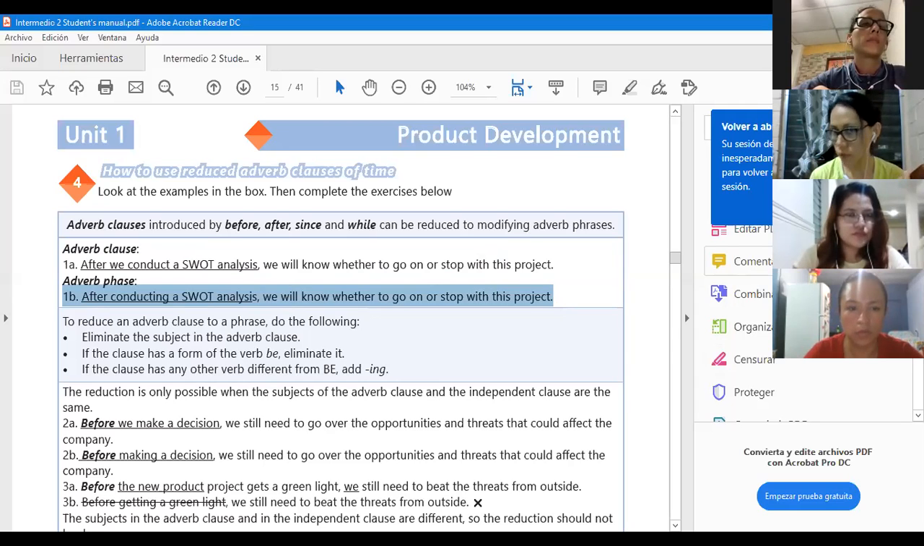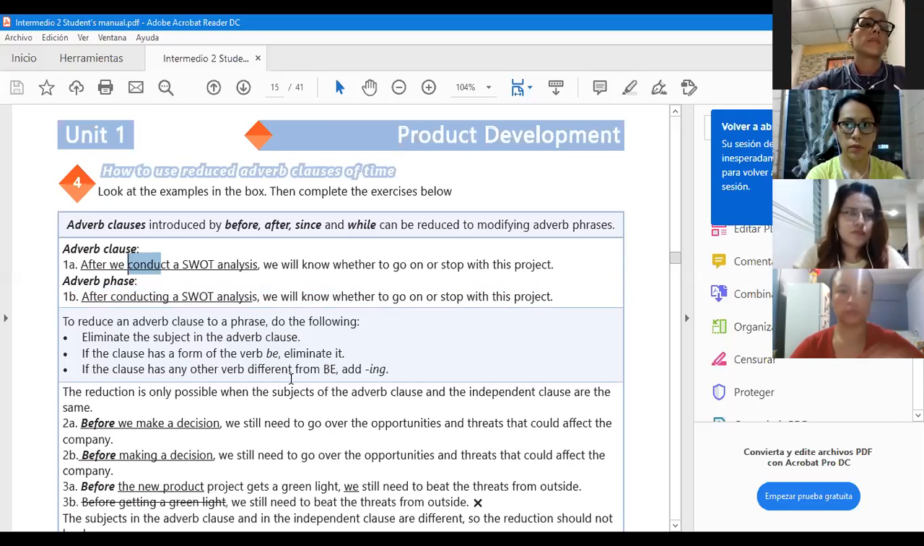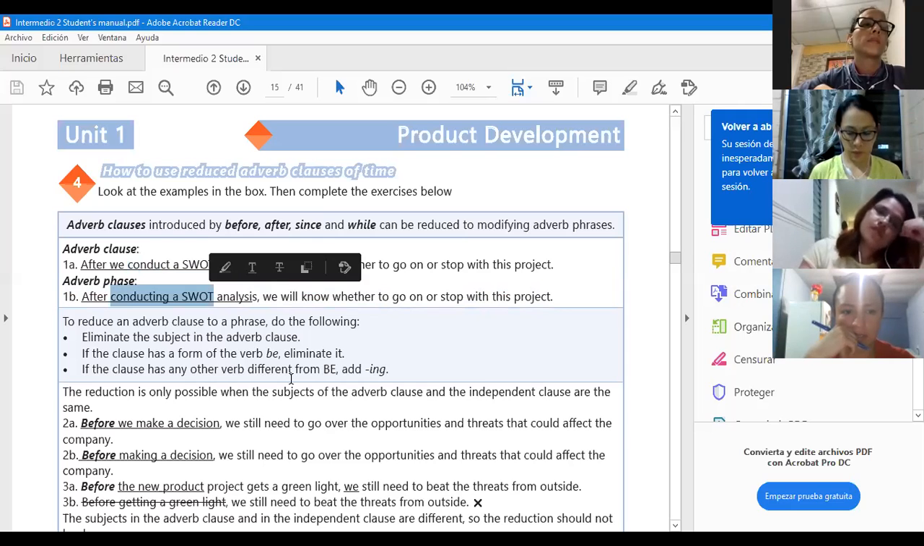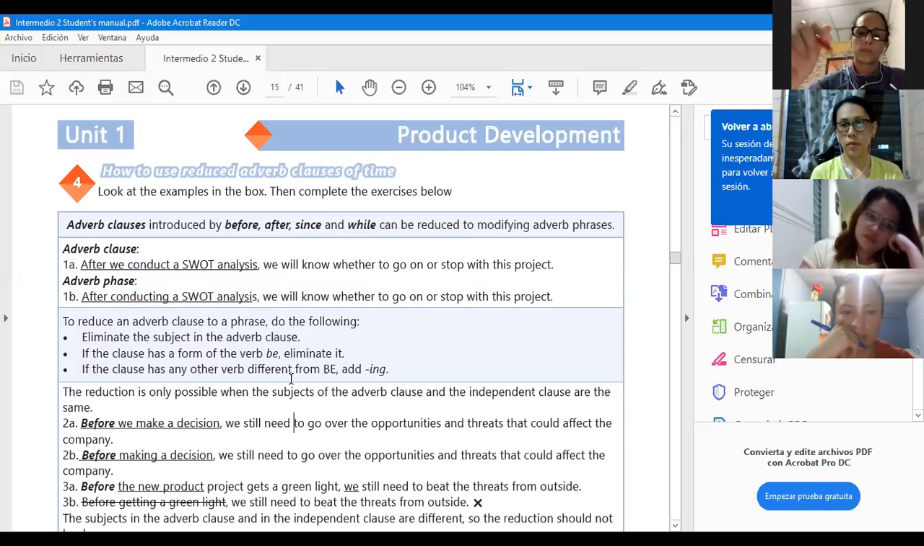After conducting a SWOT analysis, we will know whether to go on or stop with this project. Okay, great. So look, we can use two types of phrases. We can use one with the infinitive, like after we conduct a SWOT analysis, or after conducting. So that's how you make these phrases.